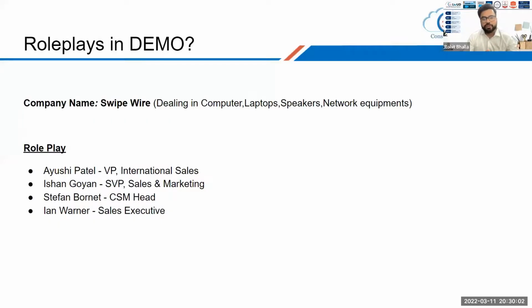When we are going to demo, we should all be on the same page. So we have created a scenario. The company name is SwipeWire. They are dealing in computers, laptops, speakers, network equipment. So if some company is opening up or is a corporate, they need all these services, and they are providing that. We have a role play here. Ayushi is the VP International Sales. We have Ishan Goel, who is the SVP Sales and Marketing. We have Stephen Bonnet, CSM Head, and Ian Warner, who is the Sales Executive.